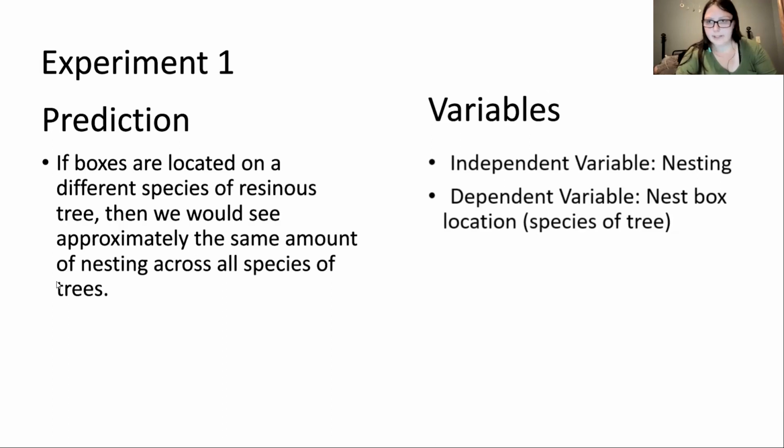My prediction was, if boxes are located on different species of resinous trees, then we would see approximately the same amount of nesting across all species of trees. My independent variable was the nest box location, or the species of tree, and my dependent variable was nesting.